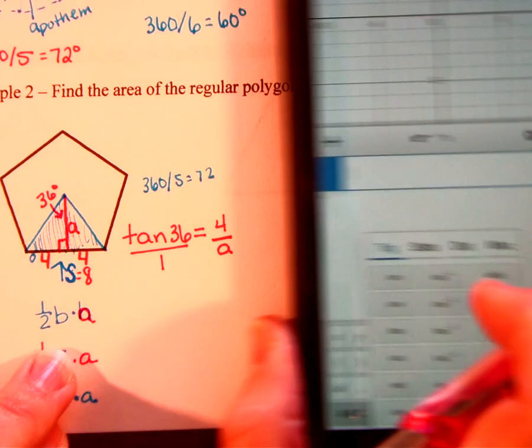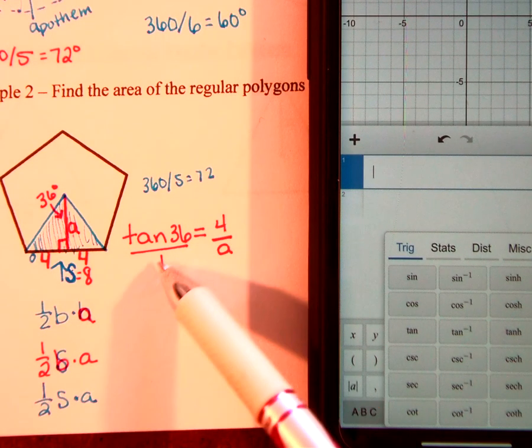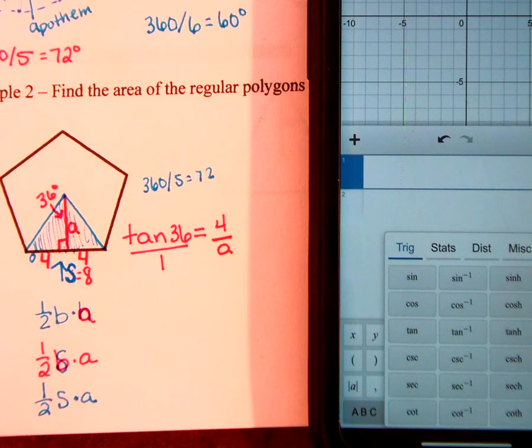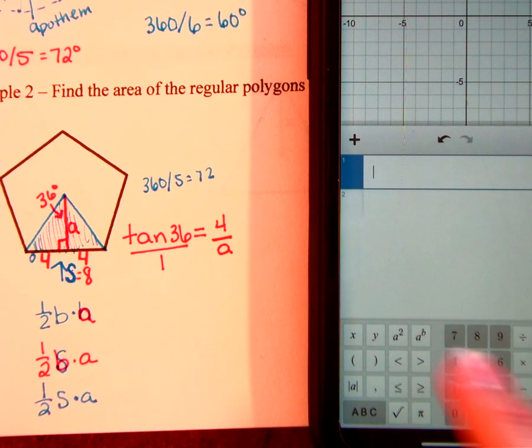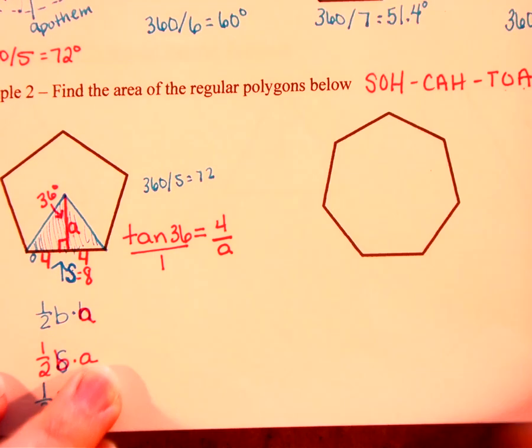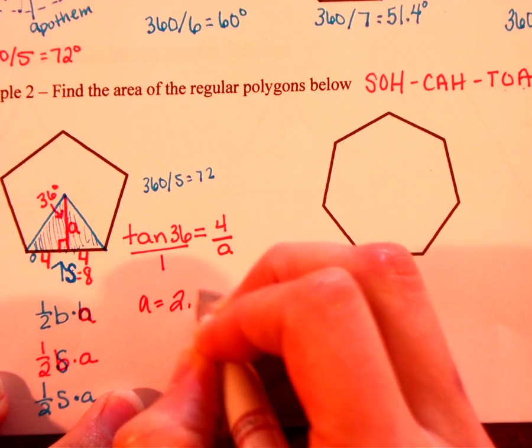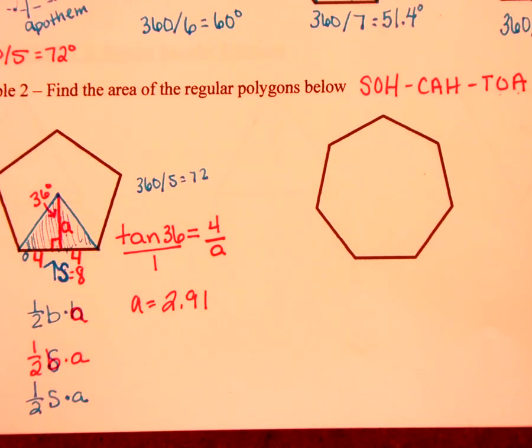Okay, to solve this, it's been a long time, so maybe you don't remember, we're going to cross multiply. So I'm going to take 4 times 1, which is 4, and multiply that times the tangent of 36. Then I'll get this answer: 2.91. So my apothem is 2.91.